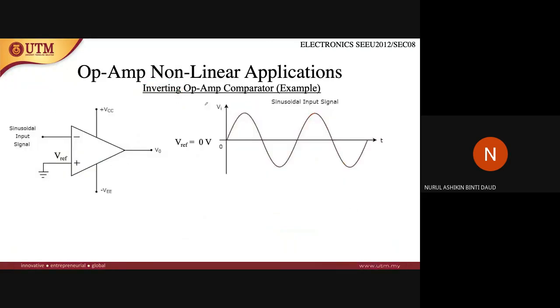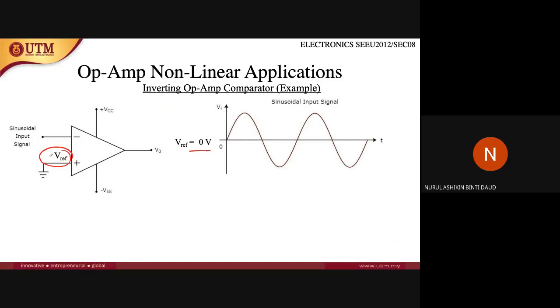So these are the input. For example, in this situation, the V reference is grounded. So when it's ground, it equals 0. There is no voltage flow here. Okay, so this is the V reference. V reference is the same as the x-axis.